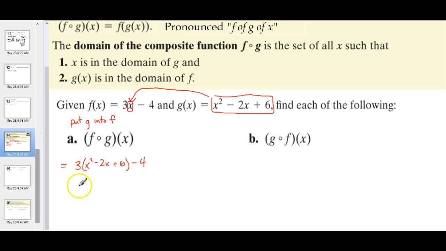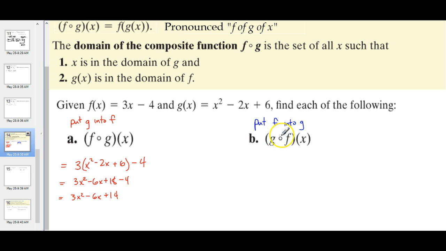Then we distribute and simplify. So always simplify these. So just put it in there. So 3 gets distributed through. And then still the minus 4. Then you combine your like terms. 18 and the minus 4 combine to a 14. Alright, so there's f of g of x.